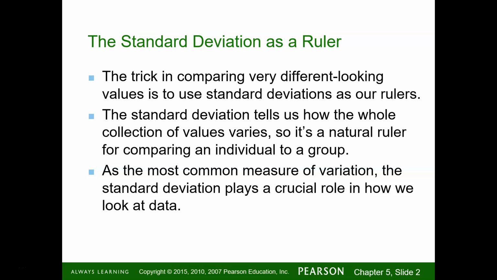And we're going to start with standard deviation, which is one of the most important things in statistics. You remember I defined it as the average distance points are from the mean of the data. So it tells you how spread out the data is, and it's very important because if we want to be able to compare things, we need to know the standard deviation. It tells you how far away it is. It's like a ruler for telling you how far away things are from the mean, from the average. And the most common measure of variation, the standard deviation, plays a crucial role in how we look at that data.